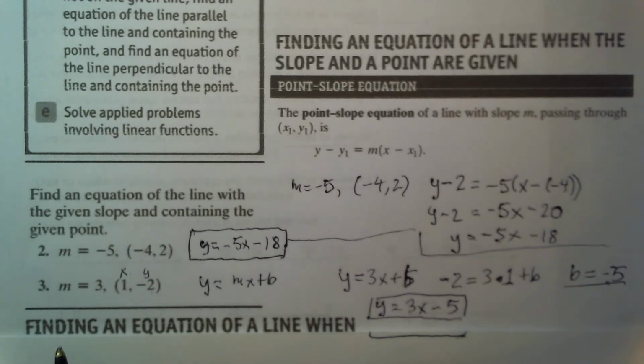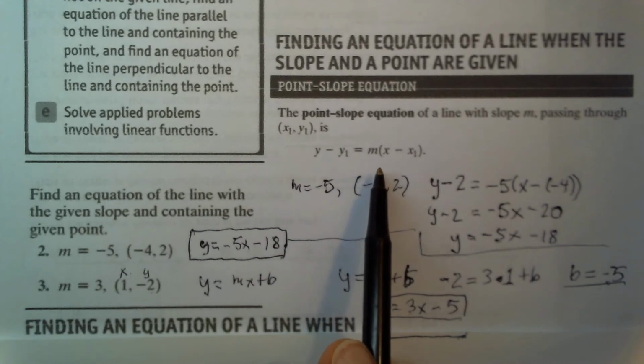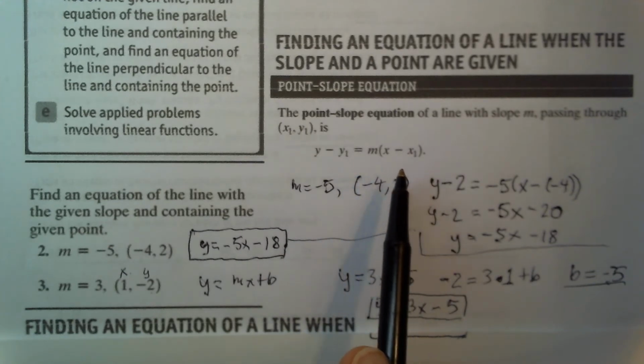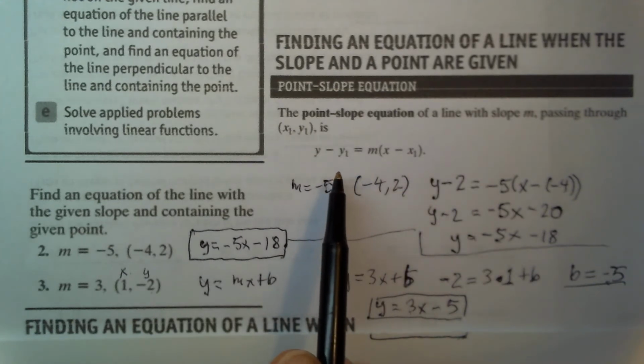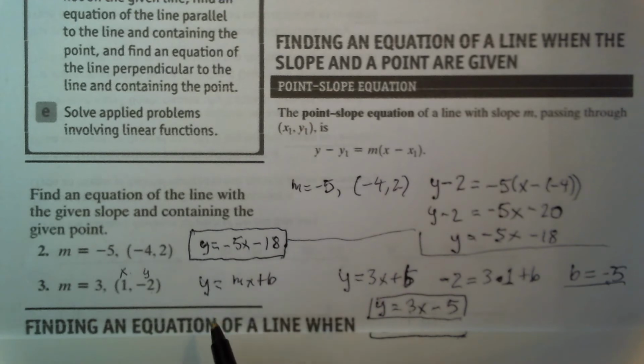So when it comes to exercise 2 or 3, you can use either method. Use the point-slope form of the equation, y minus y sub 1 equals m times x minus x sub 1, and substitute the appropriate values for y sub 1, m, and x sub 1. Or you can begin with the equation y equals mx plus b.